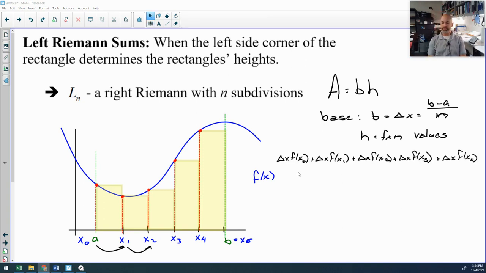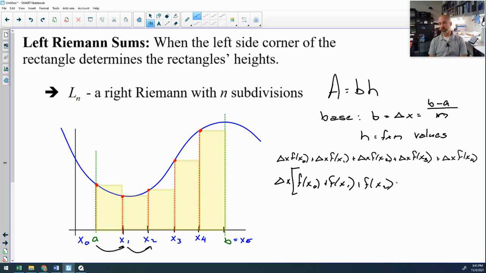Okay, and there you can see my final expression. I have 1, 2, 3, 4, 5 rectangles and 1, 2, 3, 4, 5 areas represented with delta x and the function value at the different x coordinates. Notice my last rectangle does have a height at x sub 4, not x sub 5, so we stop at x4. And if you have evenly spaced subintervals where your bases are all the same, you could then factor out the delta x to give you a final area of delta x times f of x sub 0 plus f of x sub 1 all the way to f of x sub 4.